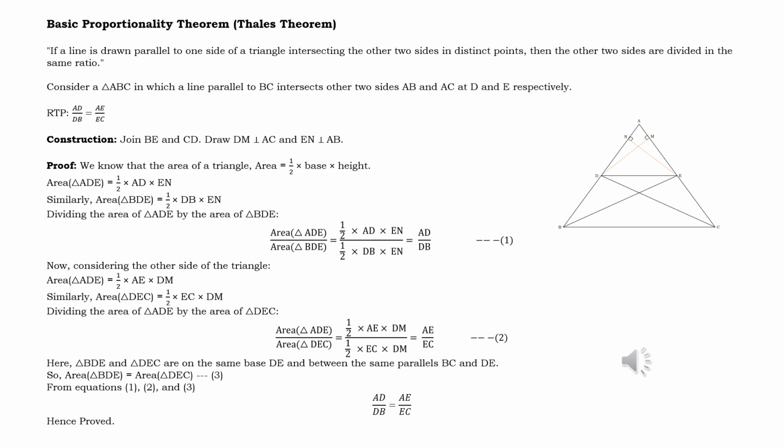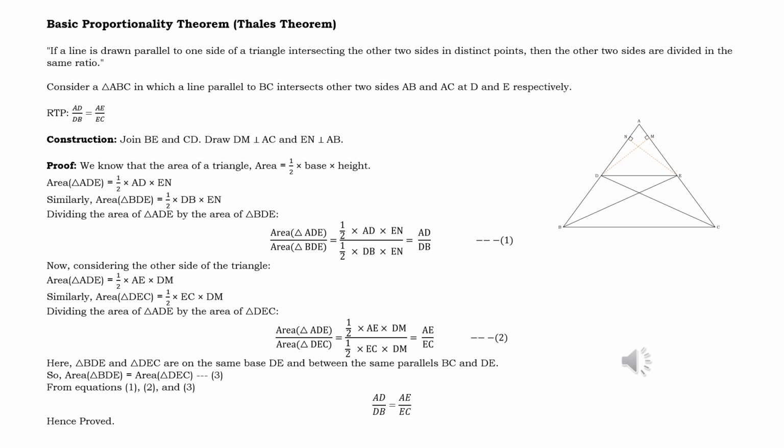The construction steps. To prove this, we need to add a few lines to the triangle. First, we connect point B to E and point C to D. Next, we draw a perpendicular line from E to side AB and another perpendicular line from D to side AC. These perpendicular lines represent the heights of various triangles we will examine.